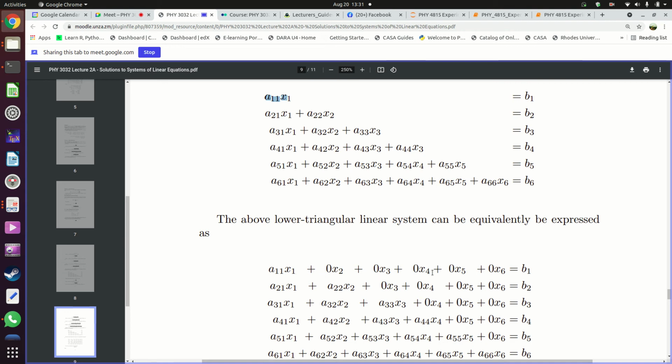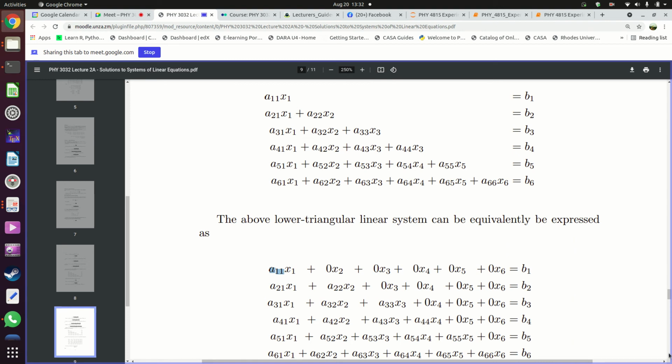We can explicitly write our equations with all the zero coefficients and all the unknowns like this. So we end up with A11 x1 plus 0x2 plus 0x3 plus 0x4 plus 0x5 plus 0x6 equals B1. Then A21 x1 plus A22 x2 plus 0x3 plus 0x4 plus 0x5 plus 0x6 equals B2. A31 x1 plus A32 x2 plus A33 x3 plus 0x4 plus 0x5 plus 0x6 equals B3. A41 x1 plus A42 x2 plus A43 x3 plus A44 x4 plus 0x5 plus 0x6 equals B4. Then A51 x1 plus A52 x2 plus A53 x3 plus A54 x4 plus A55 x5 plus 0x6 equals B5. Then A61 x1 plus A62 x2 plus A63 x3 plus A64 x4 plus A65 x5 plus A66 x6 equals B6. We can write our equations like this.